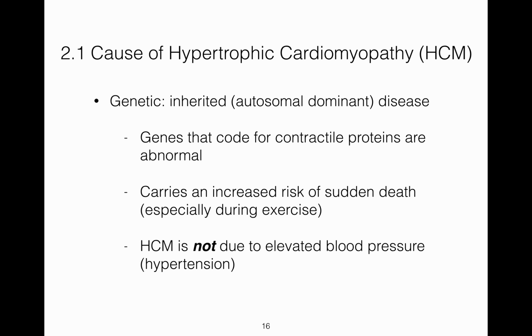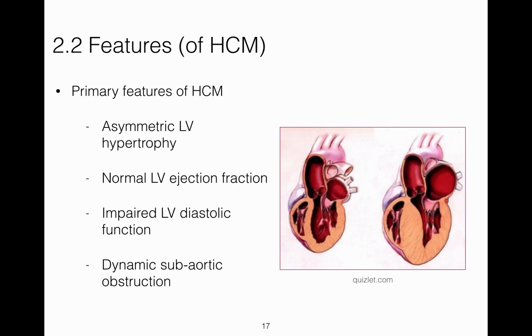It is important to recognize that hypertrophic cardiomyopathy is not due to elevated blood pressure. That is, it is not the result of hypertension. The primary features of hypertrophic cardiomyopathy include asymmetric left ventricular hypertrophy, that is, hypertrophy that is greater in certain parts of the LV than others. Other features are a normal LV ejection fraction, impaired LV diastolic function, and dynamic subaortic obstruction.